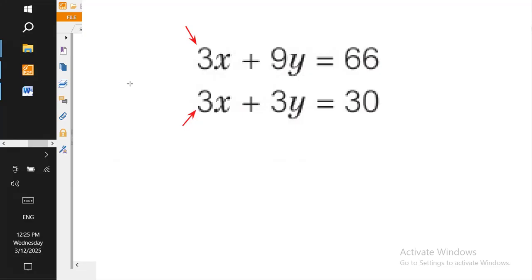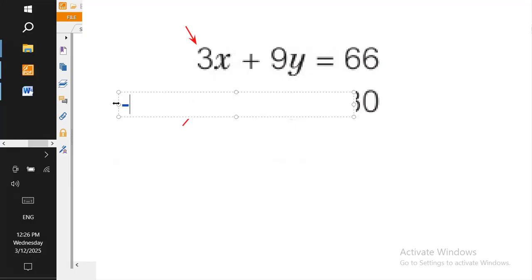Changing one of the signs means you multiply by negative one. So I choose one of the equations, the smaller one here, and I multiply it by negative one. So negative one multiplies the whole equation. And when you multiply the whole equation, I'll put this here.